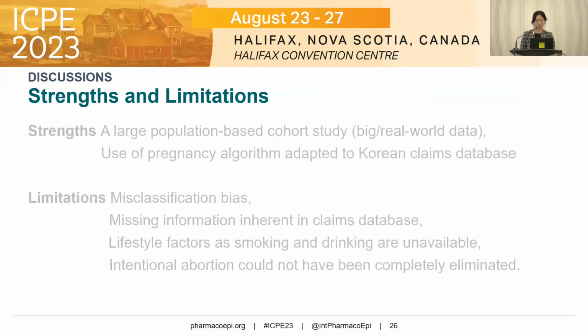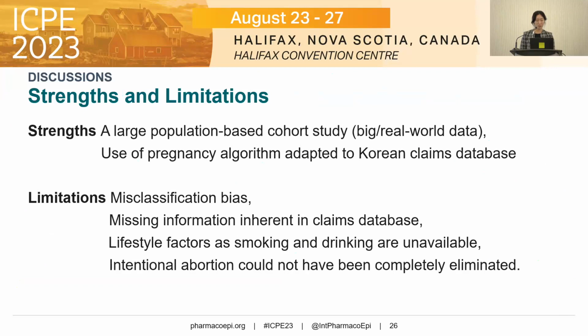Strengths and limitations of this study: it is a large population-based cohort study, and we used a pregnancy algorithm adapted to the Korean claims database, but inherent to the Korean claims database, we could have a misclassification bias for the abortion outcome. We are planning to do more sensitivity analysis using a procedure code, which is available in Korea. And for the exposure, we tried a different definition of 2 or more prescriptions as defining exposure, and we had a similar result to this before.